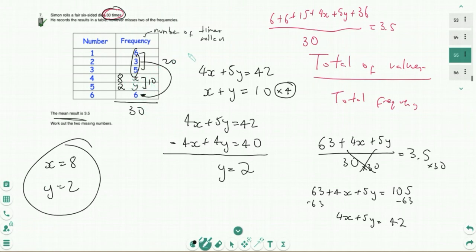So I said x plus y equals 10. I created a simultaneous equation. I matched the x's. I subtracted to find y is 2. If y is 2, x must be 8, because x plus y must be 10. All right, and that is it.